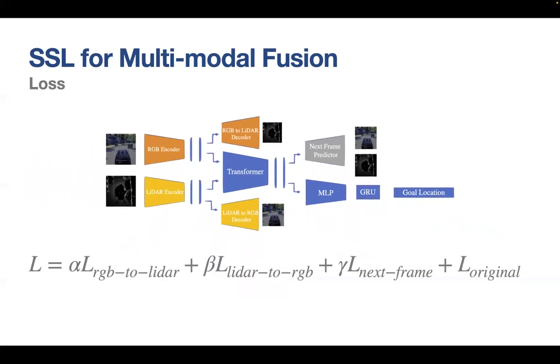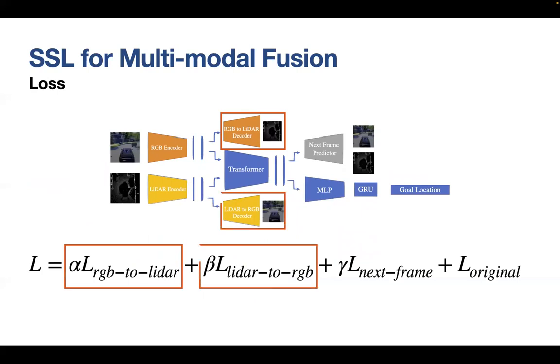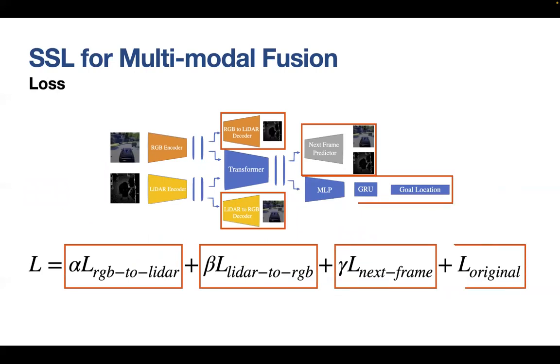In the end, our final loss would be alpha times the RGB-to-LiDAR loss, plus beta times the LiDAR-to-RGB loss, plus gamma times the next frame prediction loss, plus the original loss. Alpha, beta, gamma are hyperparameters. We are still working on whether we should use them only in pre-training, or whether they should still be applied during training as well, or maybe cut off in the middle of the training. These are all still questions that we want to answer in this project.